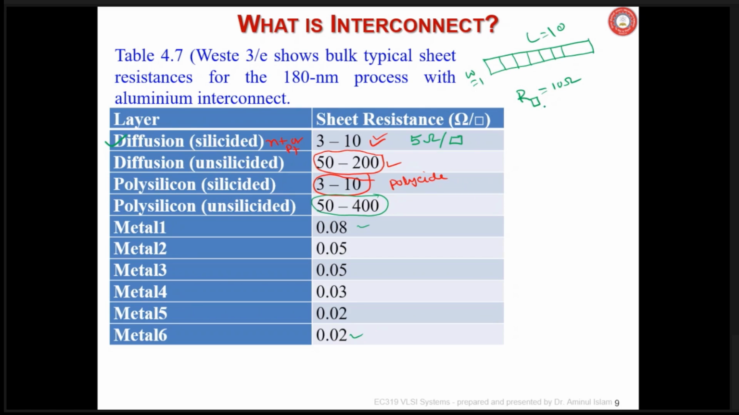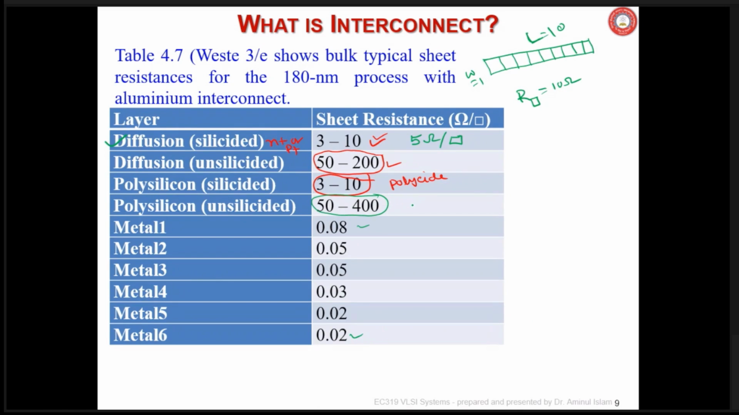R square has a resistance of 10 ohm. Then what will be the total resistance? Here L is 10, which means there will be 10 squares, so that much resistance you can calculate. We'll see the calculation of this interconnect resistance later on. But understand that R square is the resistance of one square of that diffusion, whether it is silicided diffusion, unsilicided diffusion, poly, or metal one, etc.